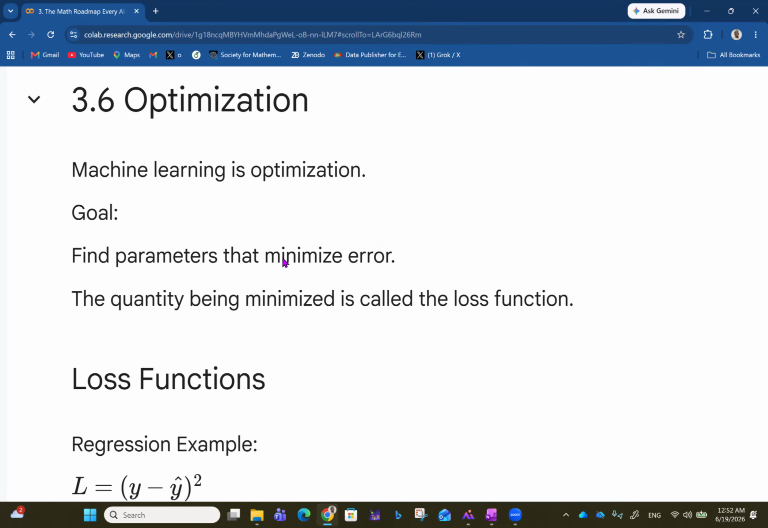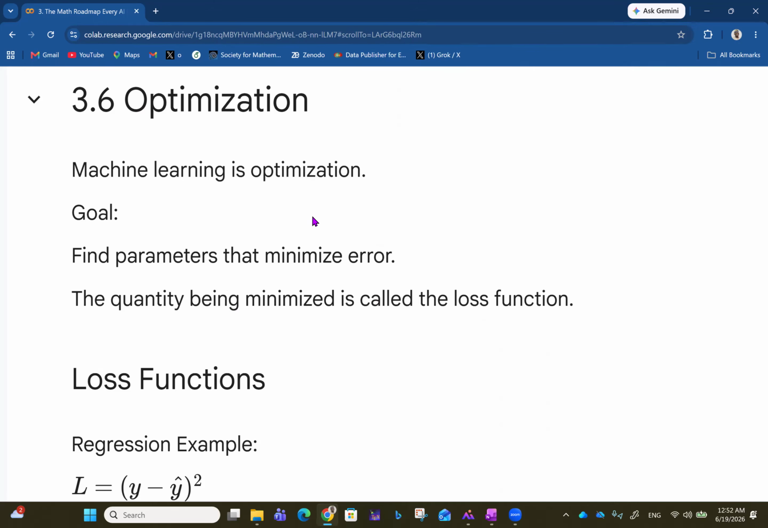So the goal of optimization is to find parameters that minimize error. So the biggest thing we are doing in AI is to minimize the error of making wrong predictions, basically. So we want to make sure that even though everything is based on probability, we are almost always correct. That's the big deal here.